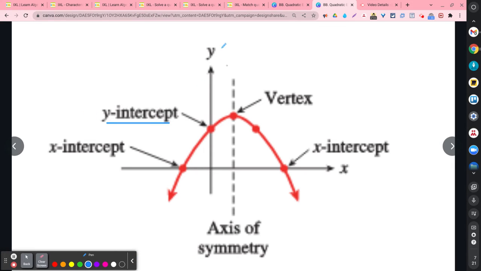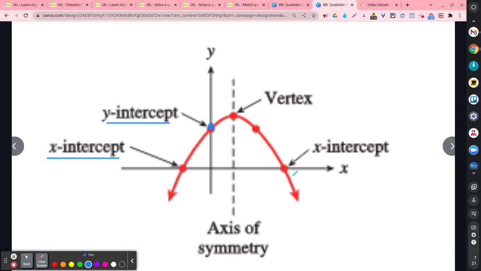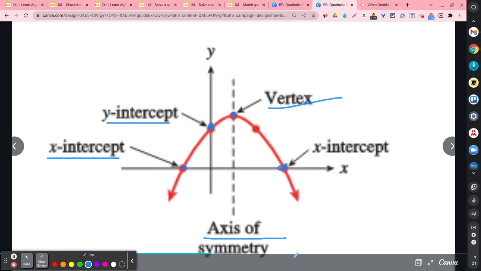The y-intercept, again, is the point where it crosses the y-axis, right here. X-intercept is the point where it crosses the x-axis. Usually there's two, here and here. The vertex is the point where it bends and starts going in the different direction. And the axis of symmetry is the point where it is divided in half evenly.